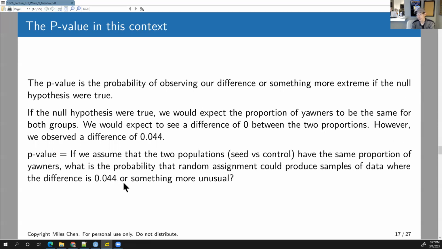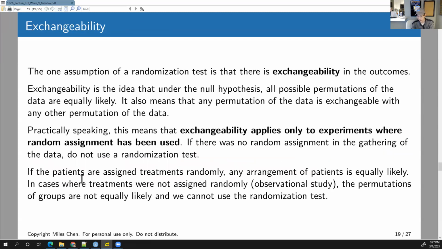And what we want to do is calculate a p-value. The p-value is the probability of getting the difference that we've observed, 0.044 or something more unusual, if the null hypothesis were true. Okay. And so if we assume that the two populations have the same proportion of yawners, what's the probability that just random assignment could produce samples where one is 0.294 and the other is 0.25, or where we get this difference of 0.044 or something more unusual? That's what we want to figure out. And so we're going to do a randomization test, okay?